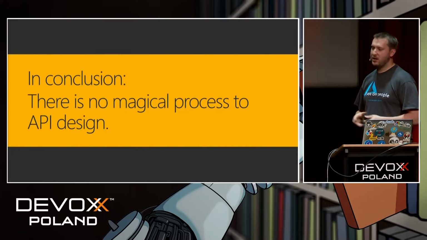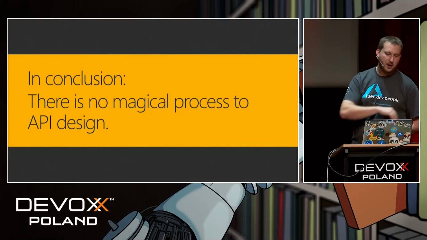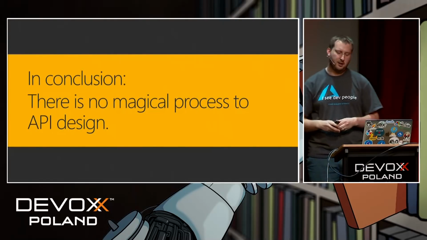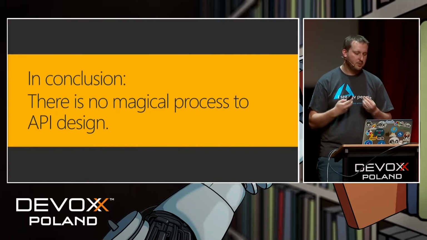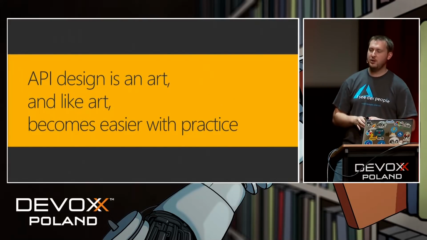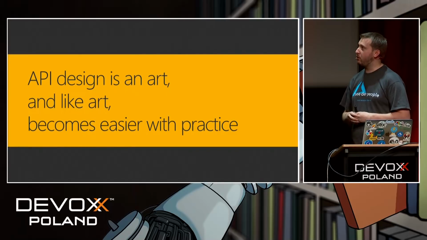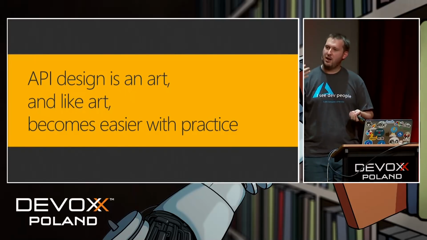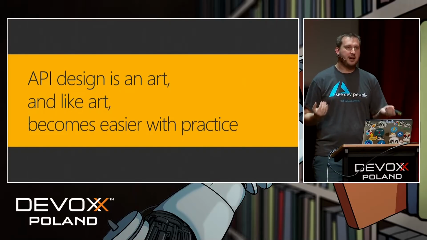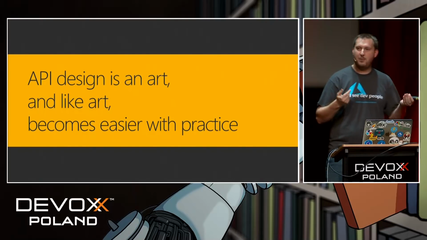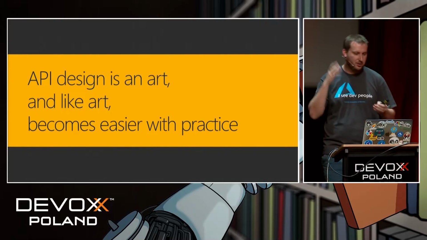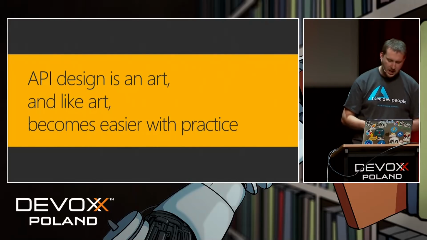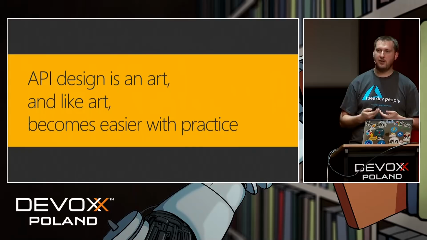So there is no magical process to API design. Automatic generation isn't going to get you there, and it's one of those things that's kind of like an art. And I really enjoyed API design when I was doing it at Sun and Oracle because it exercises a different part of your brain, right? I'm used to writing a whole bunch of implementation code, but every now and then I get to pop up and write API, and you're using the other side of your brain. So it becomes easier with practice and obviously having a good mentor.